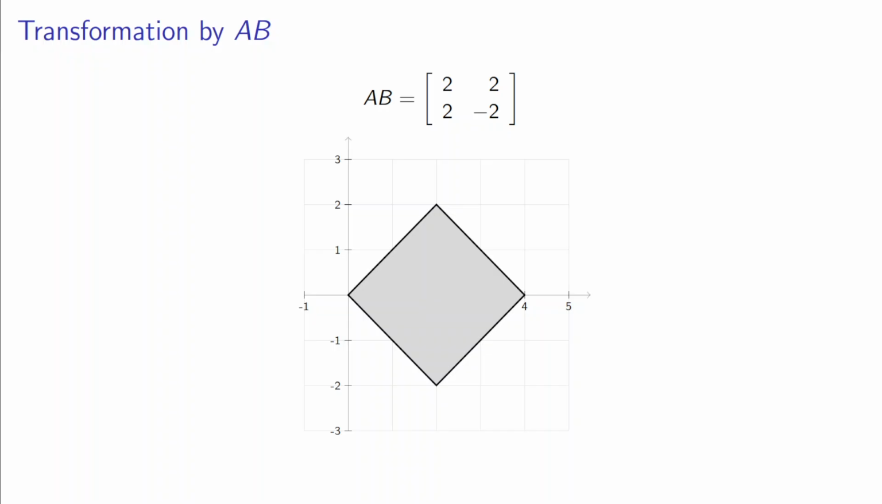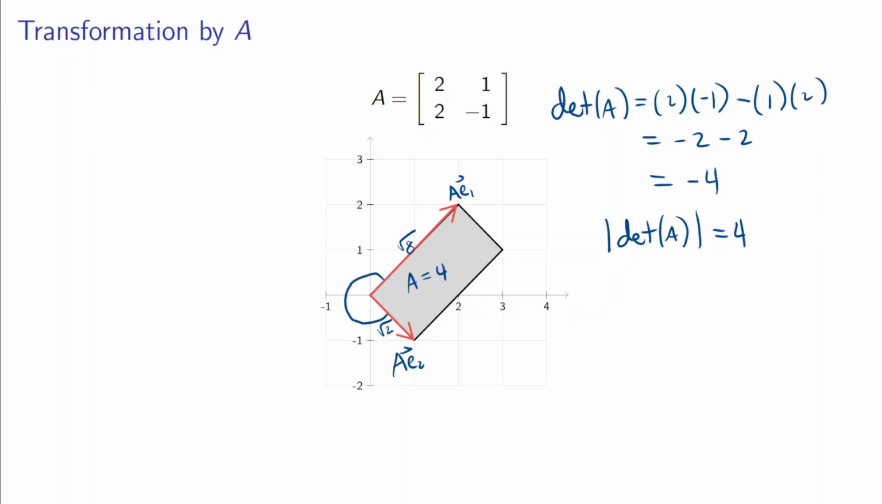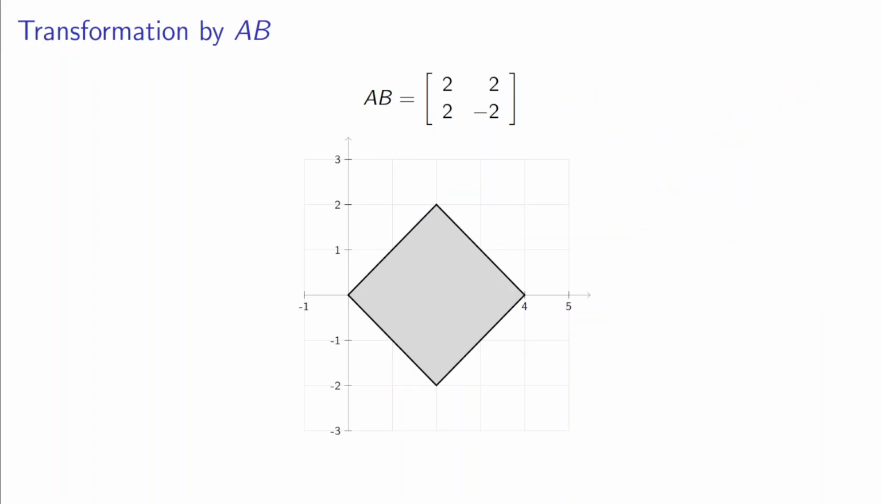B vertically scales by 2, and A does a whole bunch of things, right? There's some scaling, there's some rotating, there's this flipping action. So when we do A times B, first we apply B, which scales things up by 2 in the vertical direction, and then we apply A, which is a scaling of everything by 4, and again, this rotation and this flipping.